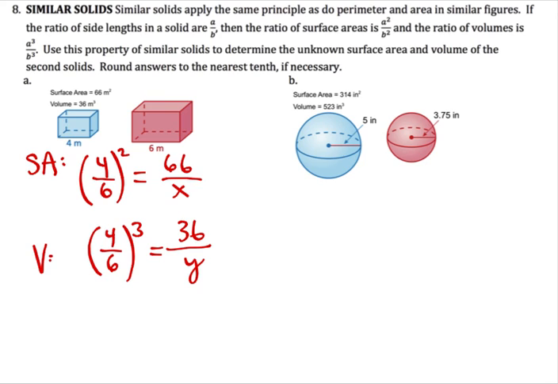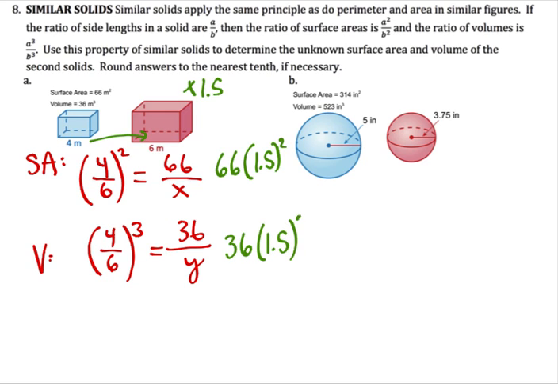Now, remember, there was a second way this could be done. If you know the scale factor is multiplying by 1.5, then you can take, for surface area, the original area and multiply it by 1.5 squared. Or for the volume, you can take the original volume and multiply it by 1.5 to the third power.